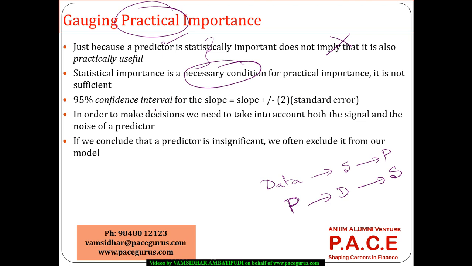But every statistically important one need not be practically important, right? This is the flow that I have to remember. A variable is practically important only if it is statistically important, but just being statistically important doesn't mean it is practically important also. That is the kind of necessary and sufficient condition we need to be comfortable with.